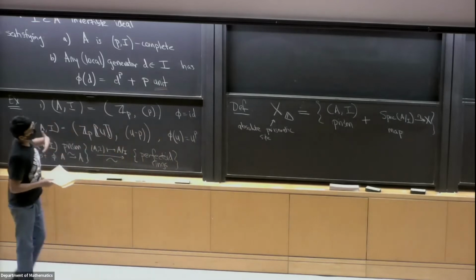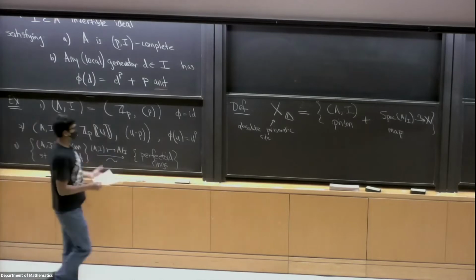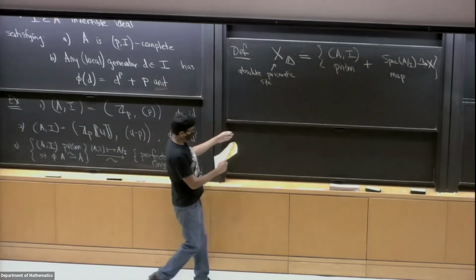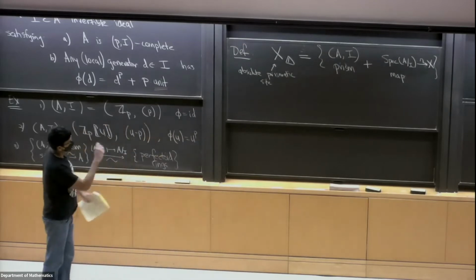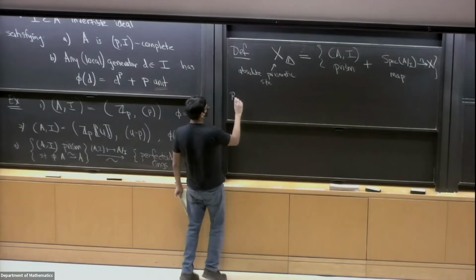I'm sort of trying to probe X using prisms only. So instead of working with all spec of all rings mapping to X, I only work with spec of rings of the form A mod I, where (A, I) is a prism. So it's some construction. It's not all clear right now why this is a good idea, but I'm going to use it as a device to define invariants.